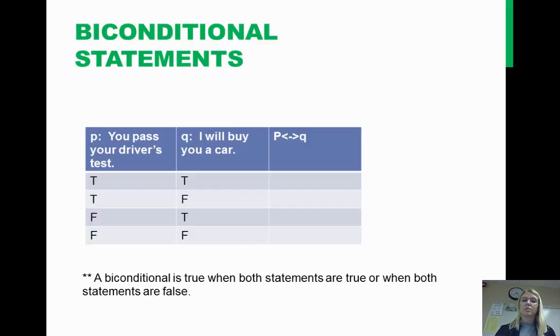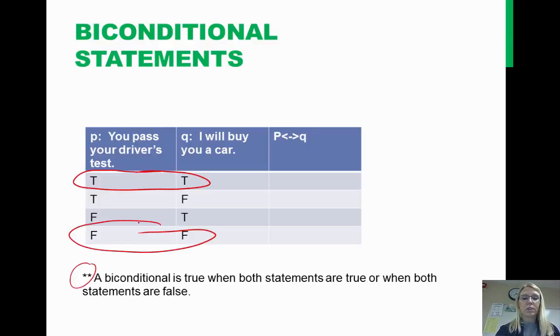So first, let's look at biconditional statements. Remember, these statements are the if and only if statements. So here we have, you pass your driver's test, I will buy you a car. The if and only if statement says, you pass your driver's test, if and only if I buy you a car. Note the rule down here, starred, that's important for you to remember: the biconditional is true when both statements are true or false. So here the two statements are true, and here they're both false. In both of those cases, it will be true, and then the rest will be false.